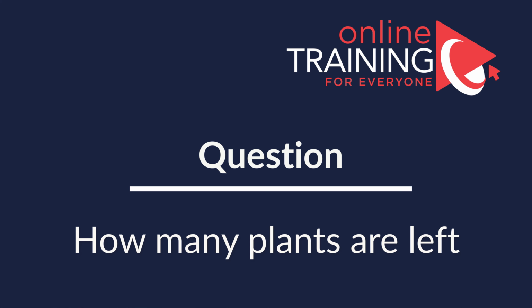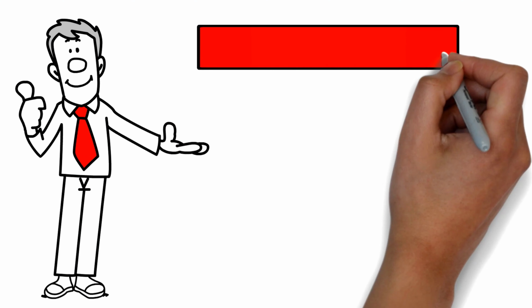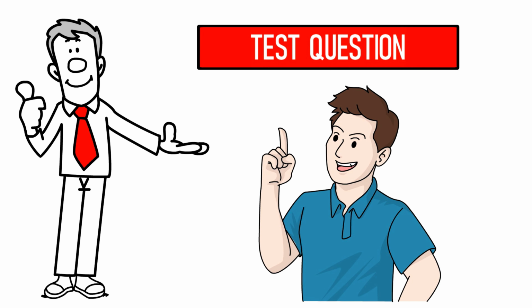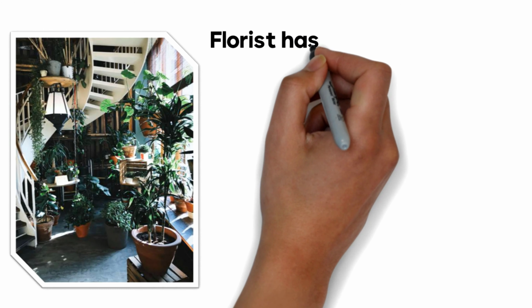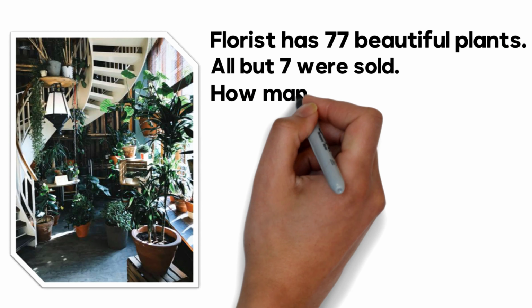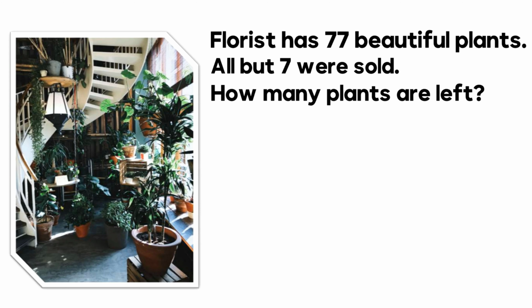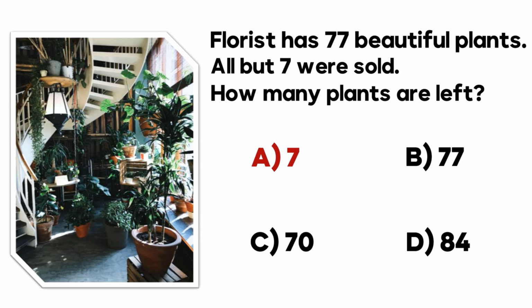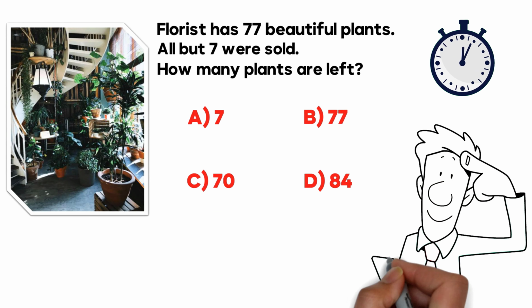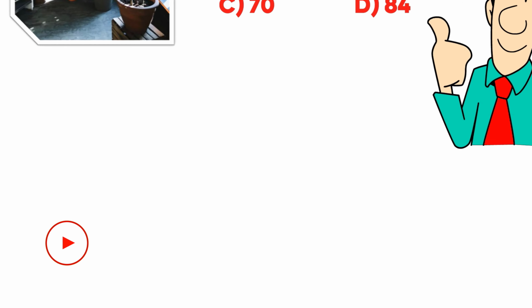I am very excited to present you with a simple but at the same time very tricky question, which tests your math skills as well as attention to detail. A florist has 77 beautiful plants. All but 7 were sold. How many plants are left? You have 4 different choices. Choice A, 7. Choice B, 77. Choice C, 70. And choice D, 84. Do you think you know the answer? Let's continue to see how we can get to the correct solution together.